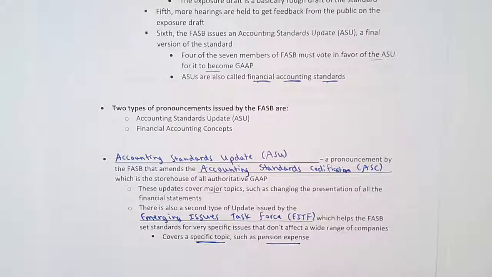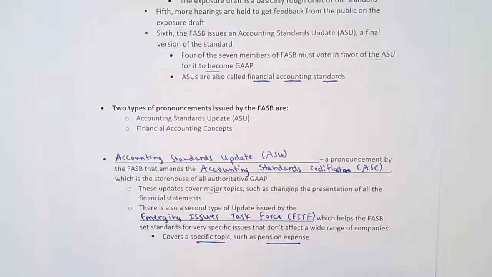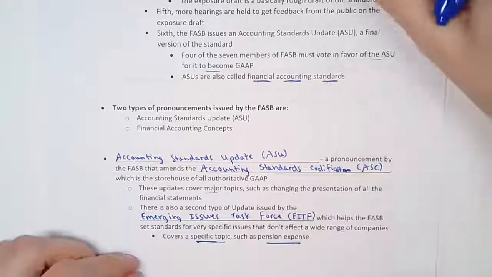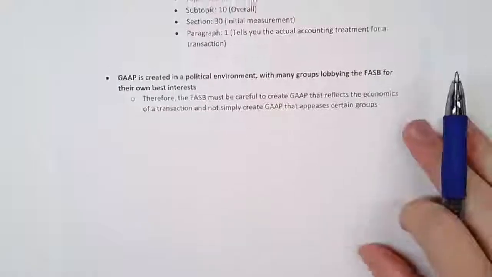All right. And so the accounting standards updates are generally set by the FASB itself, the actual Financial Accounting Standards Board. And then we also have these other updates for very specific issues that the FASB may not have time to cover. Okay. So that's what we have for the first page. Then we move to the second page. We have a couple other topics that we're going to get to.